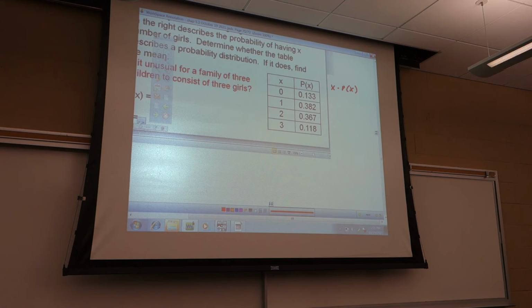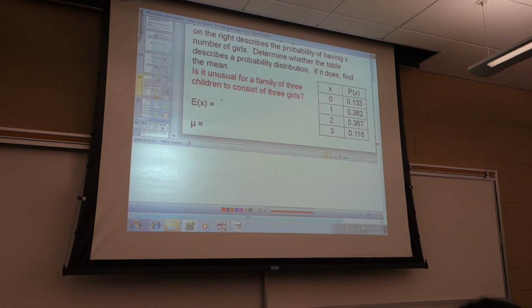All right, so I need to multiply every x by its probability. So 0 times anything is just 0. 1 times 0.382, 2 times 0.367, 0.734? No, 0.73. Yeah. And then 3 times 0.118 is 0.354? Yeah. Great. And then I add them up. So I'll get 0, 0.382, 0.734, 0.354, which is 1.47. So my expected value is 1.47.